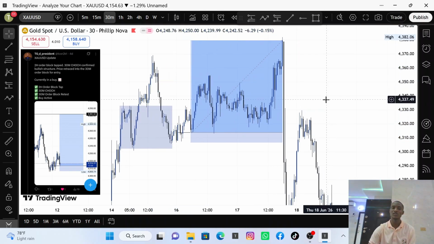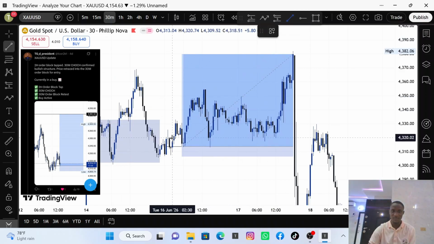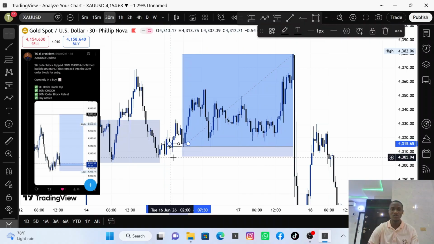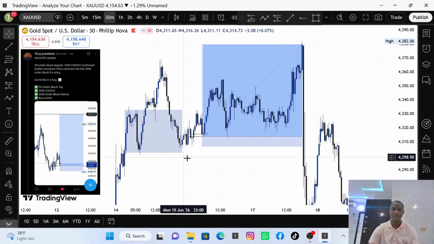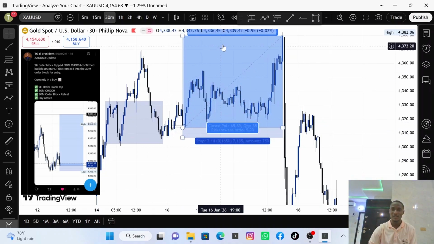So the next thing is to look for my inducement. And just like I said, inducement is a pullback that the market did. As you can see from this candle, you see a small pullback here. This pullback from this week here is my inducement. So inducement is a pullback that the market did. So after mapping my inducement, the next thing is what?